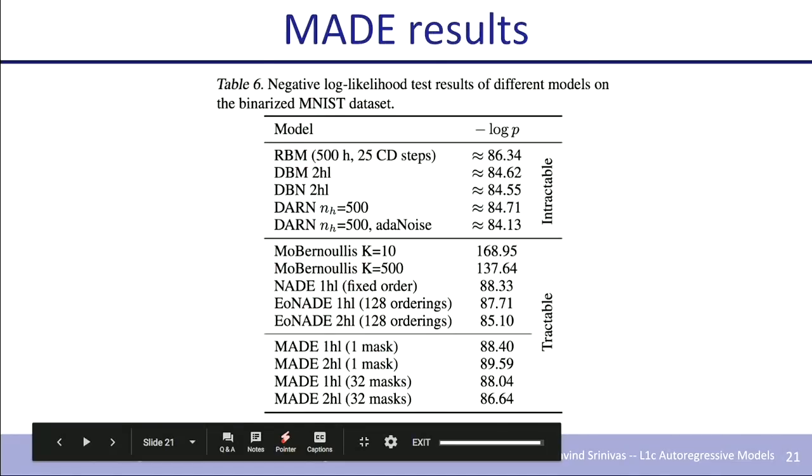Cool. So these are called nats, and we will also see some bits later. The reason we sometimes use bits as the unit is because it corresponds to code length: if you need to turn a generative model into a compression algorithm, what is the expected length to describe a message from that distribution. We'll probably see that more in next week's lecture.